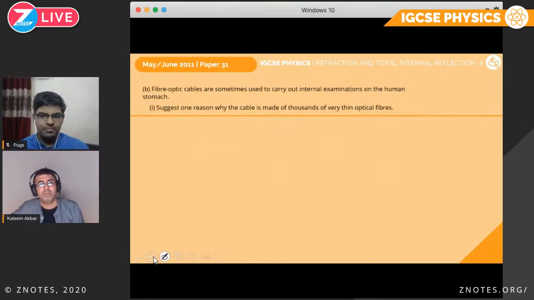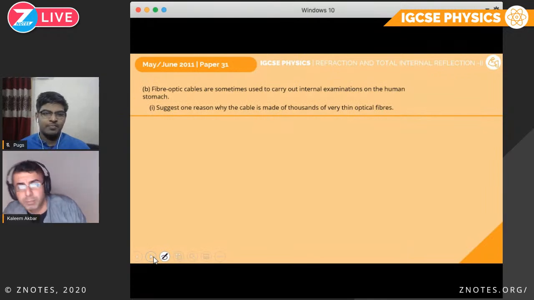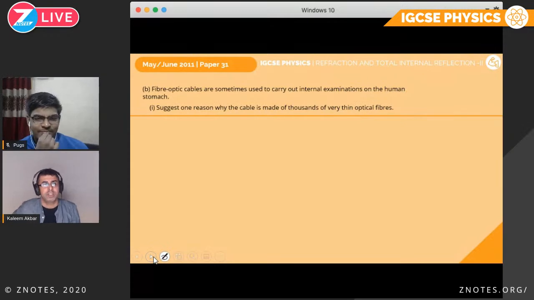So fiber optic cables are sometimes used to carry out internal examinations of the human stomach. Suggest one reason why the cable is made up of thousands of very thin fibers. Now, that's a hard one. A lot of students don't know this. But if you've ever looked at a rope, guys, look very, very closely at a rope, it's as if it's got lots and lots of threads. If you ever look at it, even cotton, if you were to kind of pull it apart a bit, you know, like it frays.